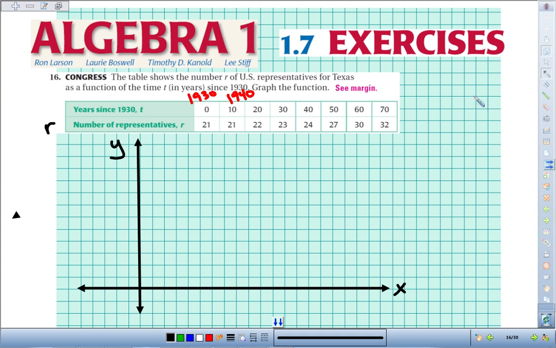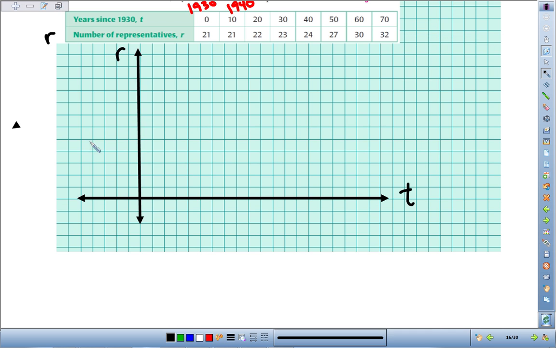So instead of y, which is usually our dependent variable, I'm going to call it r for the number of representatives. The number of representatives depends on the independent variable, which is usually our x, so we're going to call that t for time. And whenever we have a real world situation, we want to make sure we label things. We've got number of representatives on the r axis, and this would be years since 1930. Now we just have to plot the points.